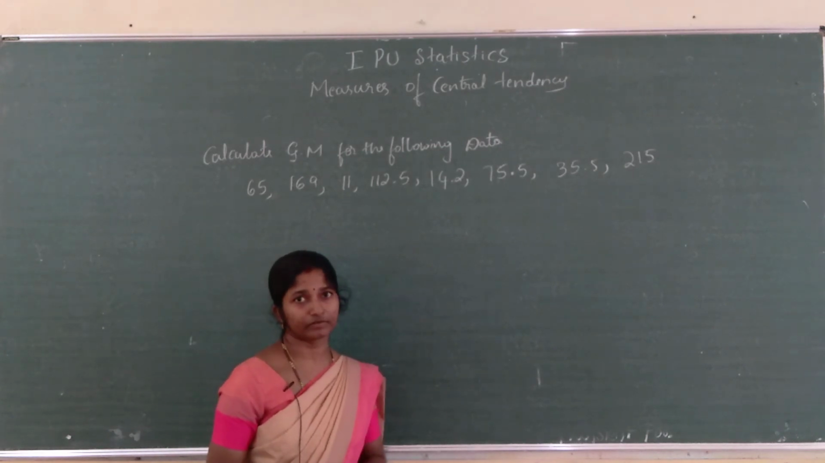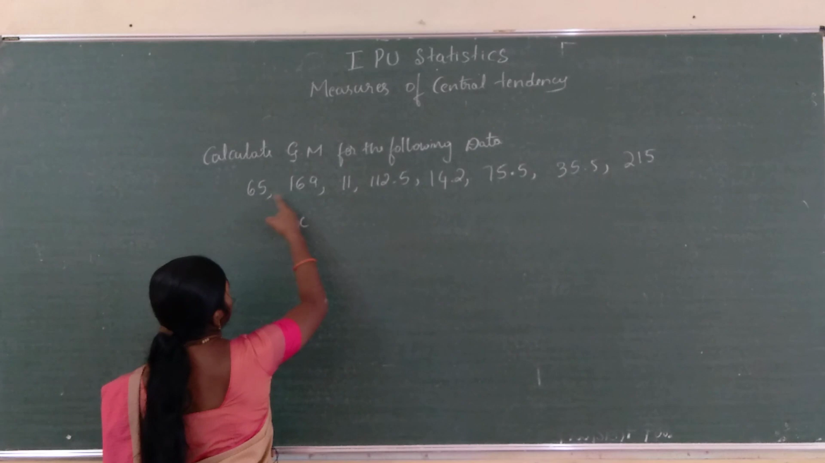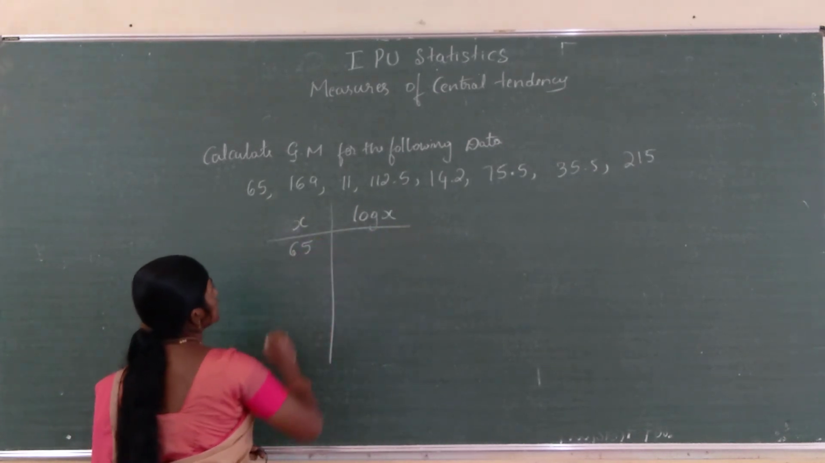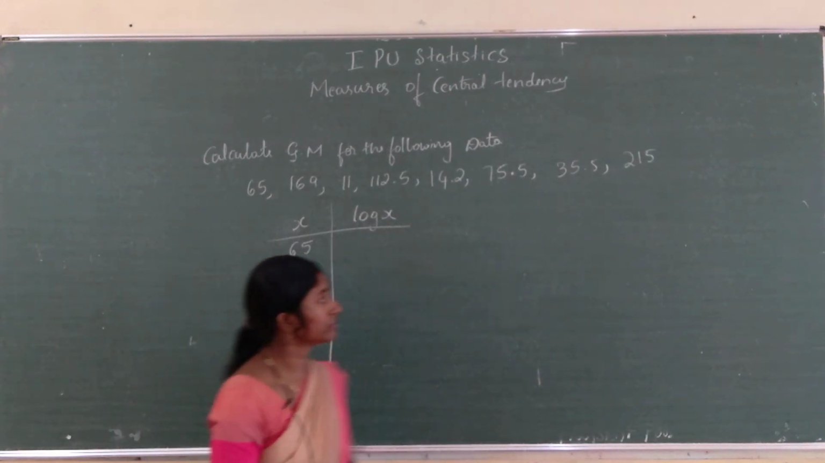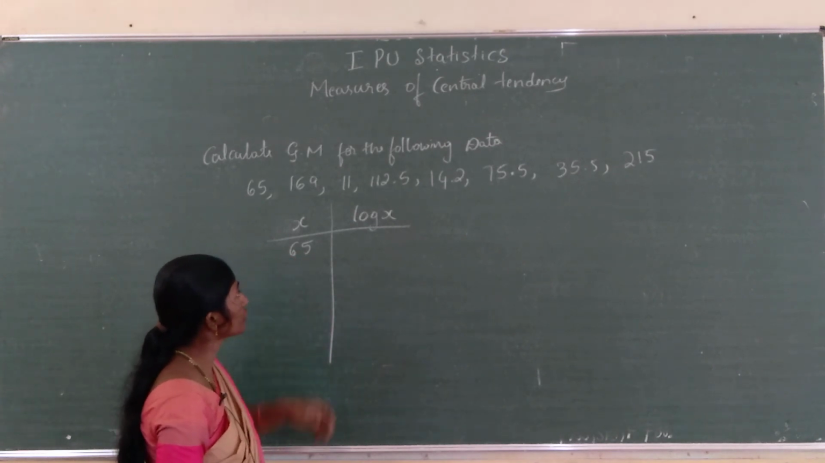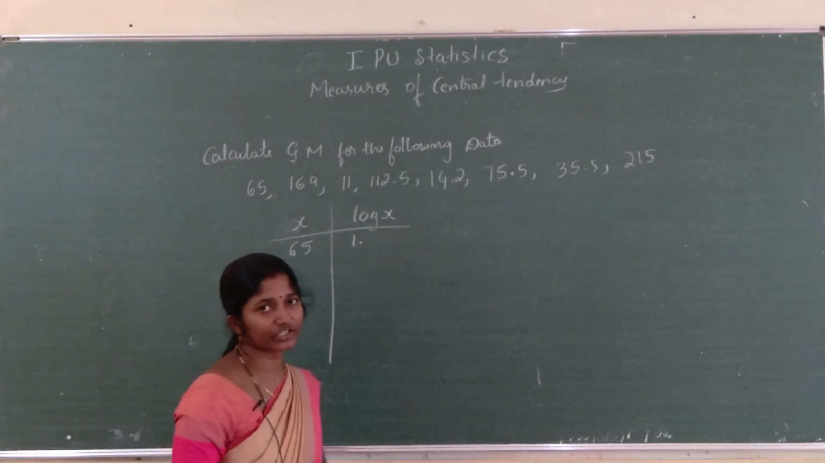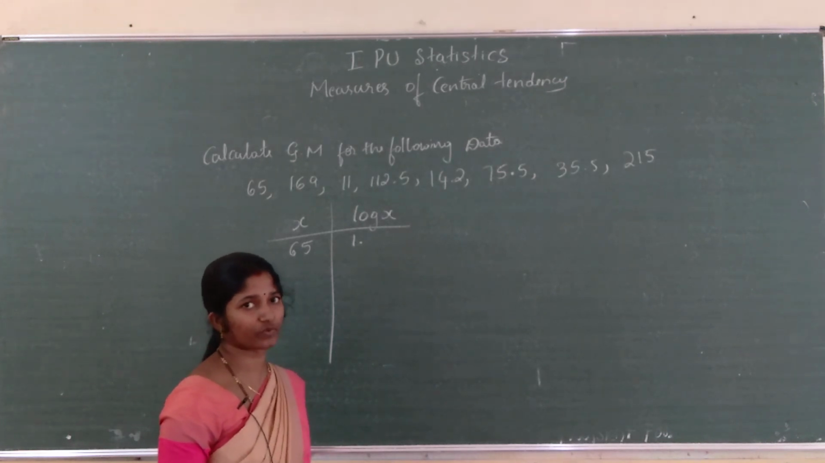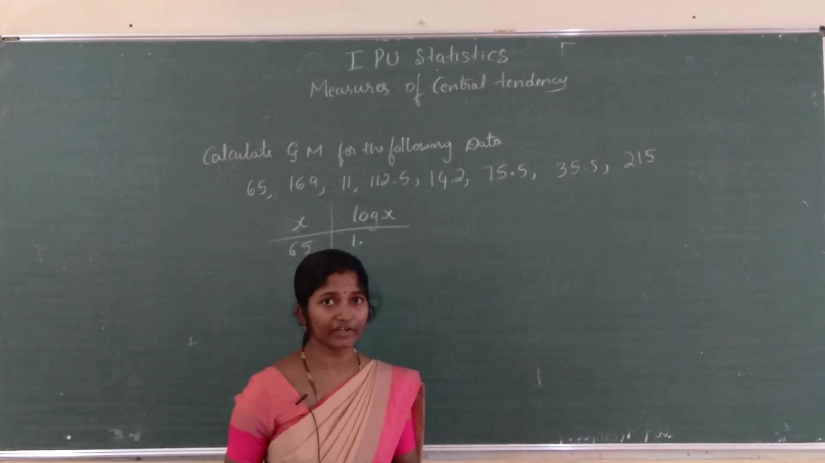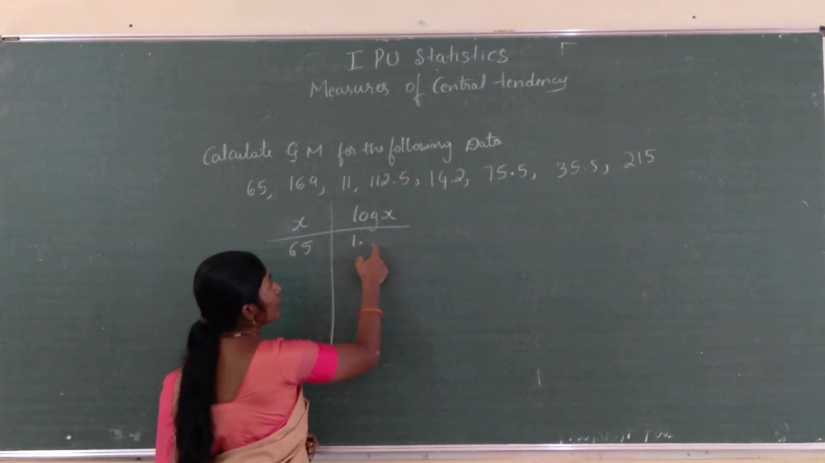Logarithm is very easy if you have understood the log table. Now I will write x, the values that are given, and you should find the log value for each observation. Here 65, open your log book. First you have to write the characteristic. Here how many digits are there? 2 digits, 2 minus 1, that is 1 point. Then see row 65; under the column, if there is no value, see 0.